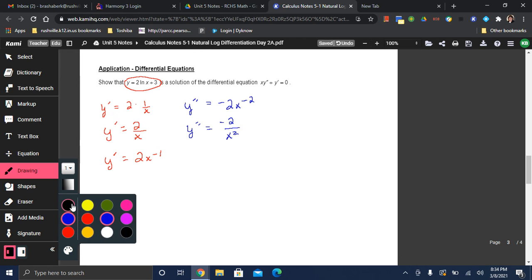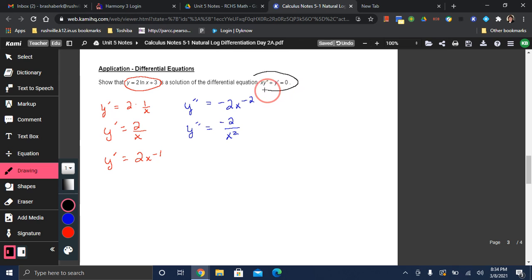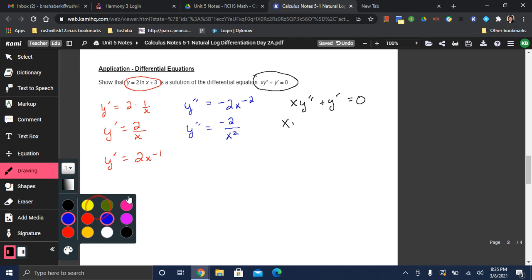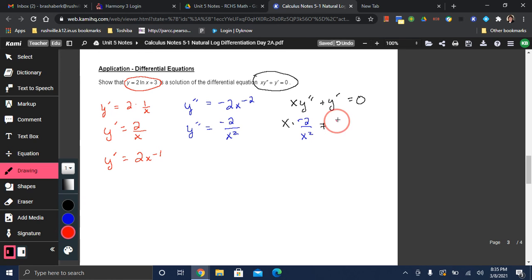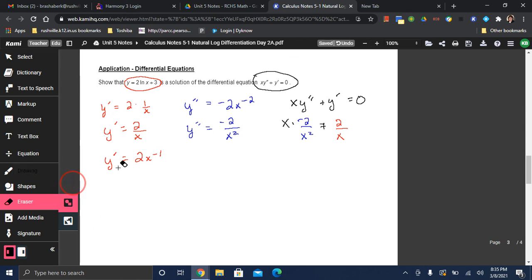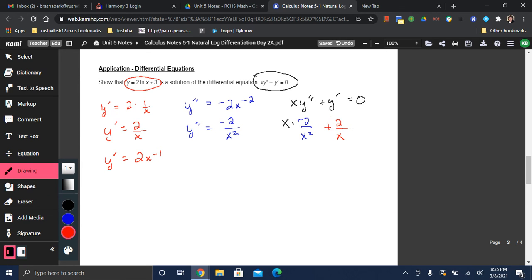So now you're going to the differential equation. We're going to substitute in. So we have x times y double prime plus y prime equaling 0. We just need to show that that is true. So x times the double prime, which is negative 2 over x squared, plus, and then the y prime, which is 2 over x to the first. And we just need to verify that this equals 0. So we want to verify that we get 0.